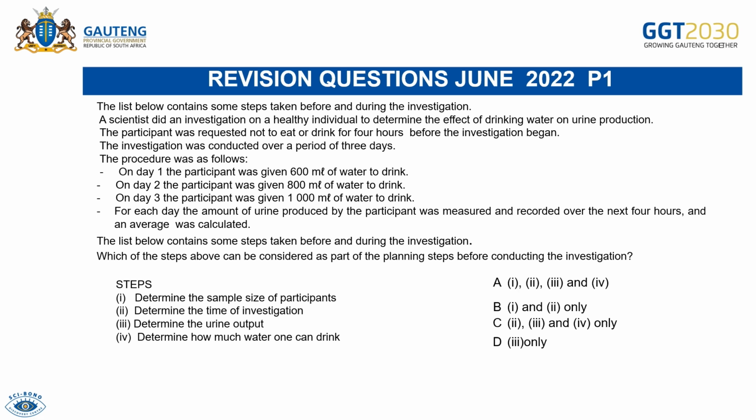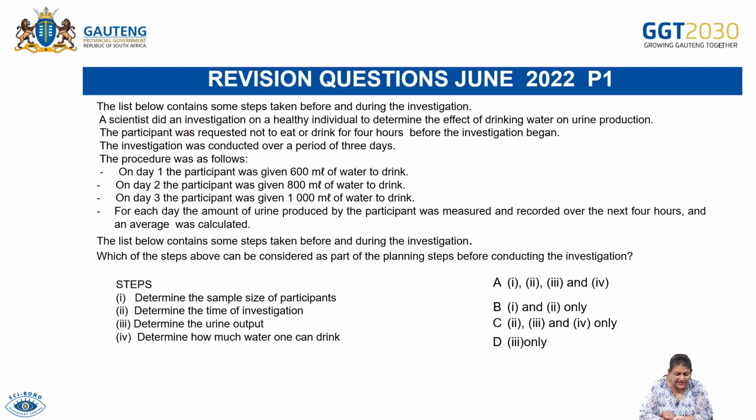Now, we're going to look at this next question here. The list below contains some steps taken before and during the investigation. This question is coming from the June 2022 paper, which is the NATED paper, right? The papers whereby matrics write in June as well. So here it is. Always read it in full. Take a highlighter and read. The list below contains some steps taken before and during the investigation. Steps taken before and during an investigation.